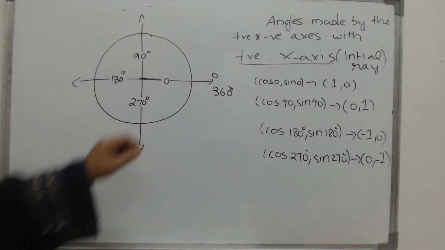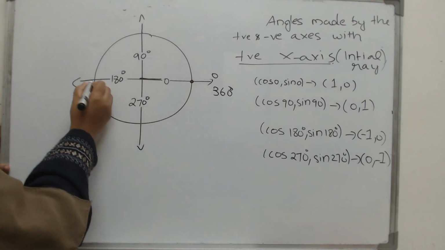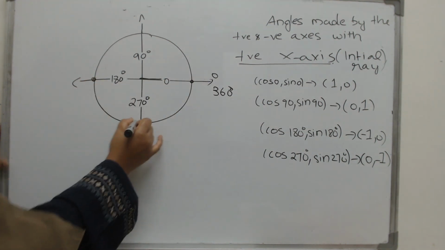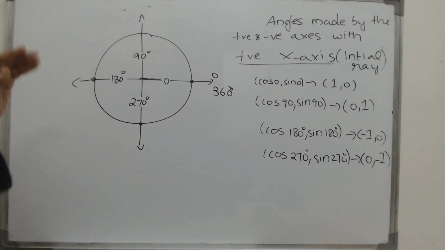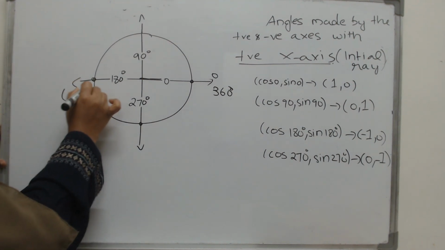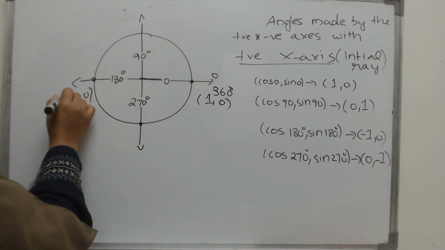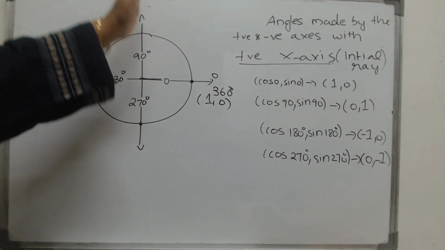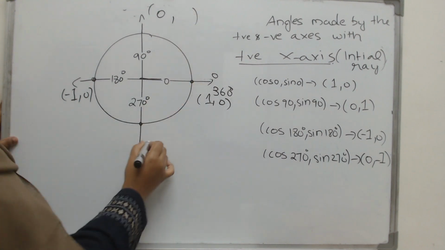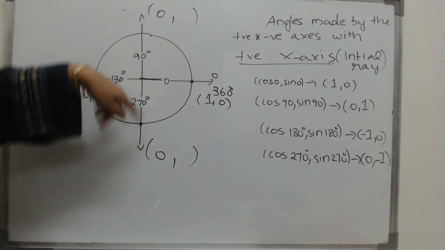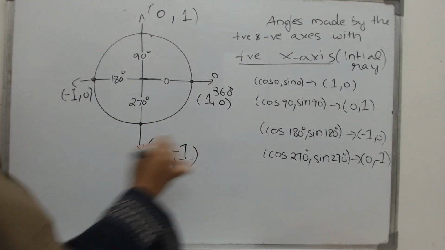Now, what about their terminal points? What about the points where they meet the unit circle? Here you have your x-axis, which means the y-coordinate is 0, and a +1 here, a -1 here. Now, your y-axis means the x-coordinate is 0, then a +1 from here and a -1 from here.